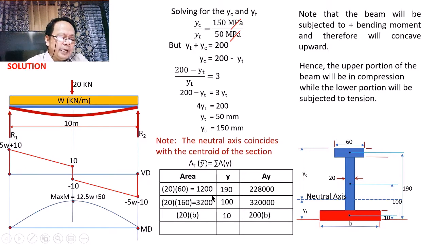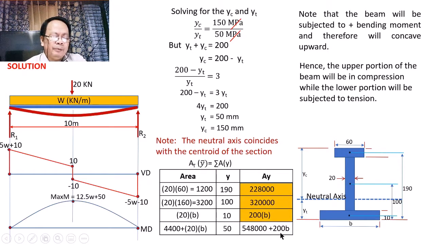Now, if all of this area will be summed up, then we shall have here the total area. And the total area will be equal to the sum of this plus this one. And so I have here 4,400 plus 20b. Diba? Samantalang if this part area will be multiplied, we shall have here the total summation of the product of area multiplied by y. And this will be equal to 548,000 plus 200b. While the total area would have the centroid equal to 50, taken as the location of the neutral axis, which is equal to y sub c.